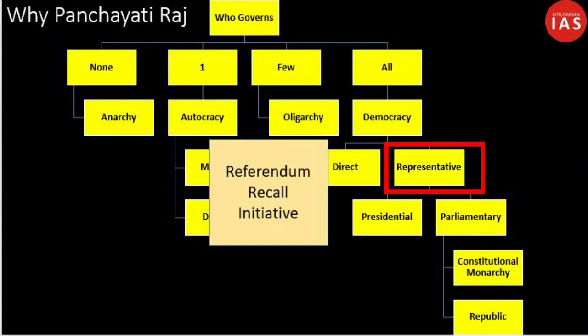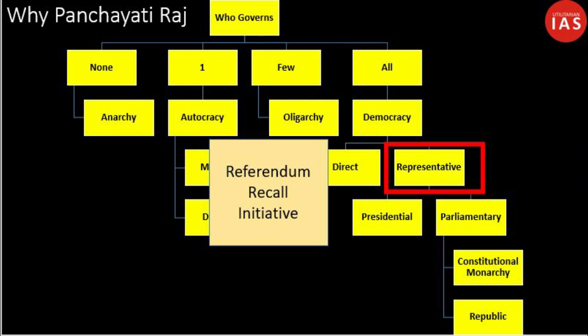But the thing is that it is not the true practice of democracy. The true meaning of democracy that we have been studying from class 6, and the basic definition, was "by the people, of the people, for the people", and this definition was from Abraham Lincoln, right? So that was actually the definition of direct democracy.